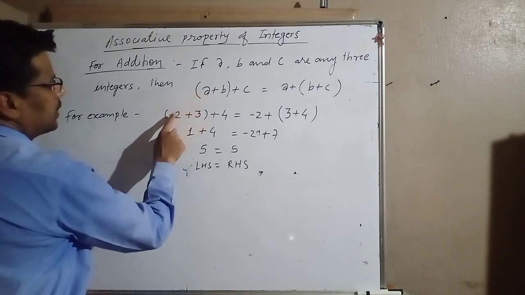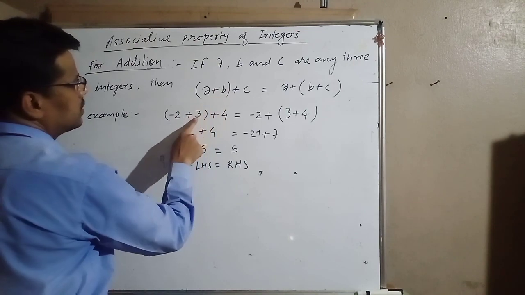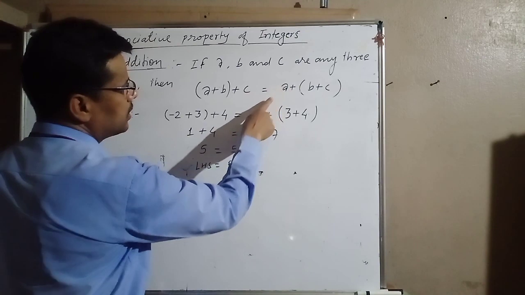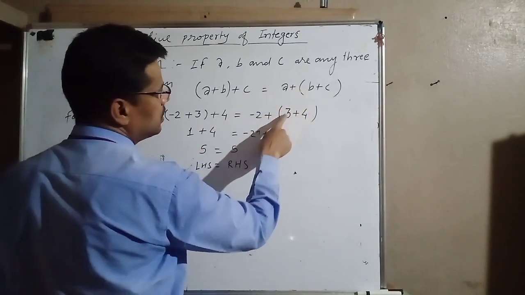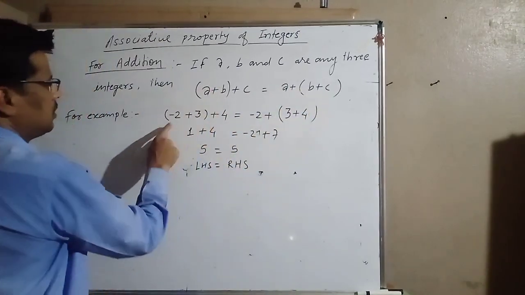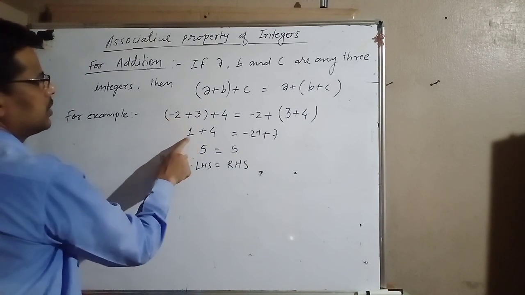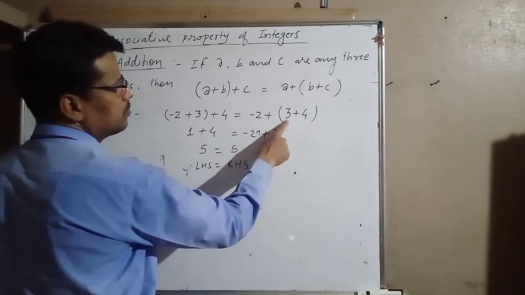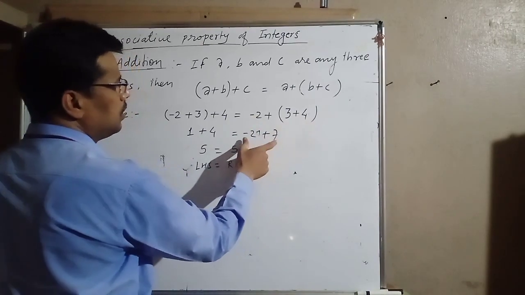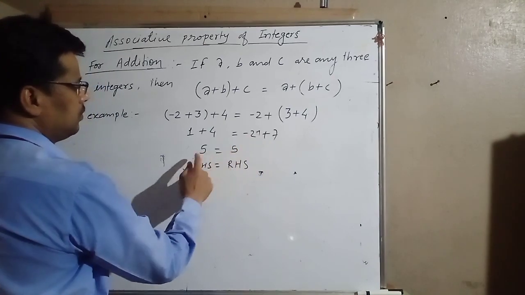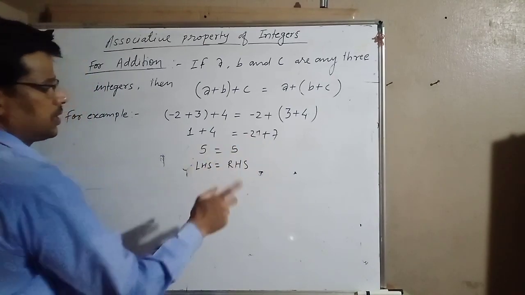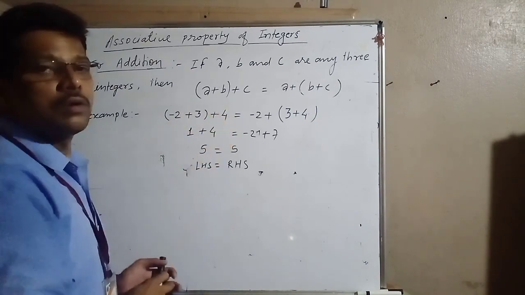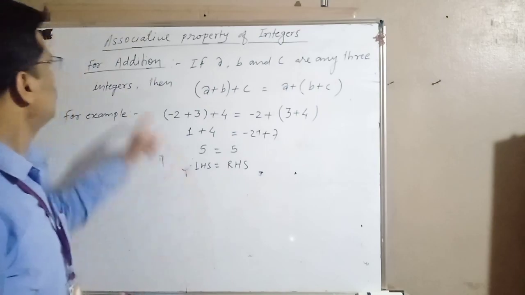Now with the help of this example, you can understand. In place of A, I am taking -2. In place of B, I am taking 3. In place of C, I am taking 4. So here also we are taking A is equal to -2, B is 3, C is 4. First we solve this side. When you solve 3 plus -2, what do you get here? 1. 4 plus 1, 5. Here also -2 will come, and it is 3 plus 4, bracket, 7. Opposite sign, subtract, 5. On the first side you are getting 5. So you can say that it does not make any difference when you are changing the group of integers. Got it? For addition.